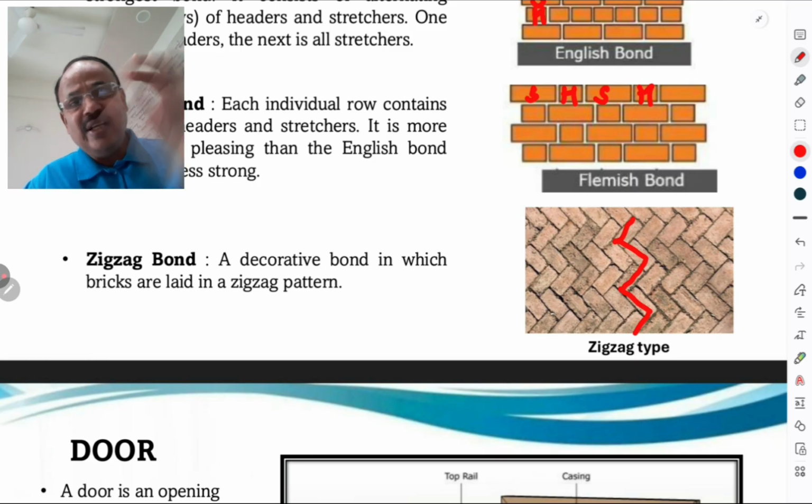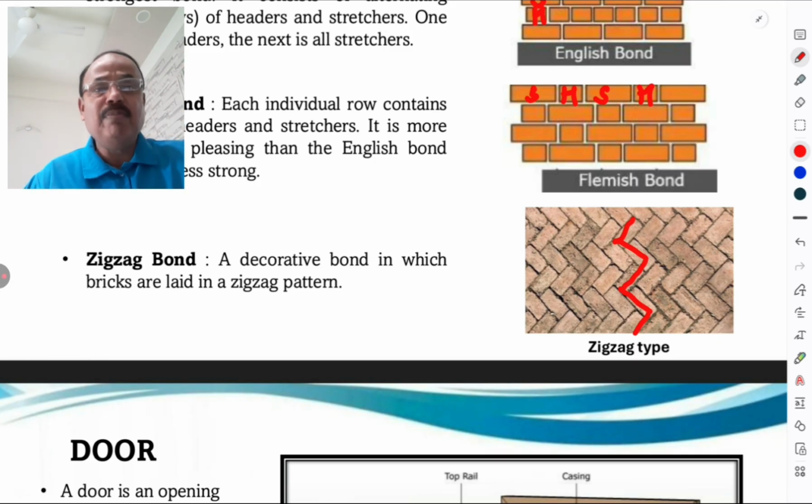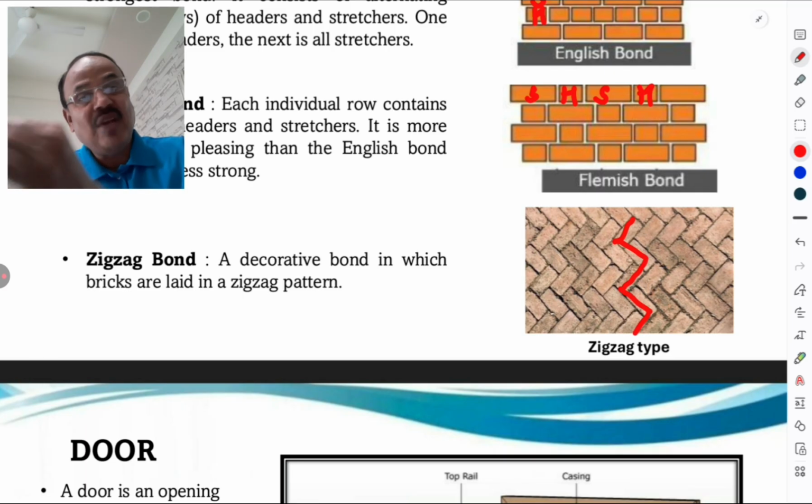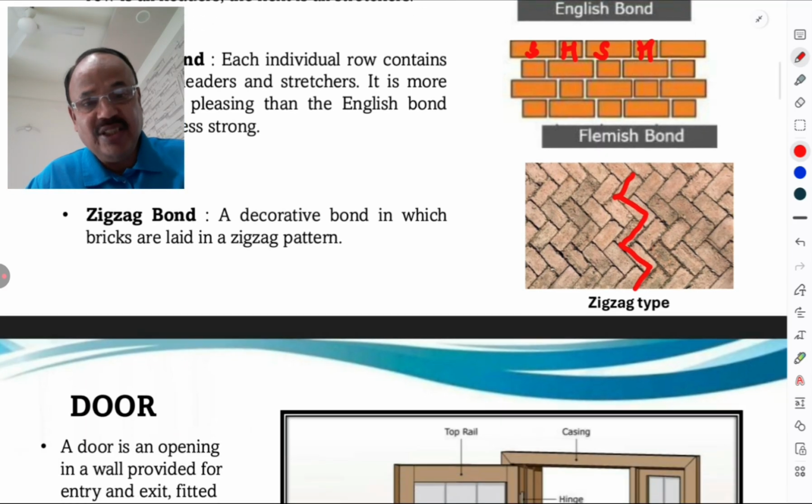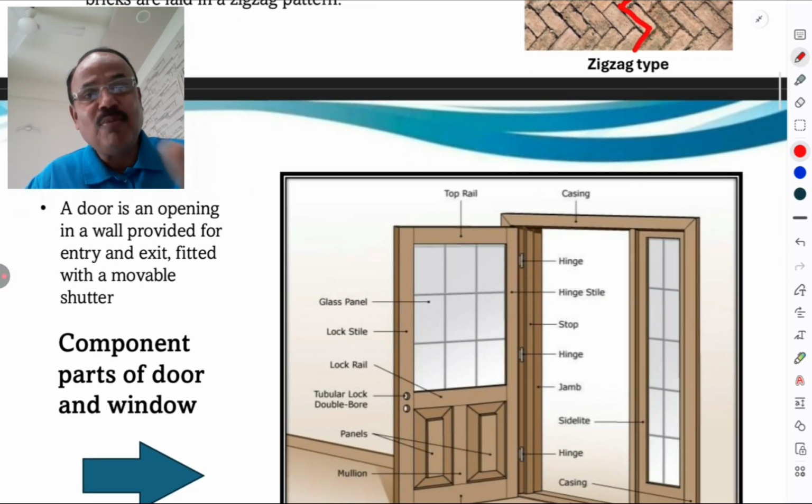So this is enough for the bonds, but one must remember the different types of bonds used in masonry construction as well as in stone masonry construction. These bonds are important, and the difference between the English bond and Flemish bond is the most important; this question is always asked in diploma and degree as well as competitive examinations. Then let us discuss the door.